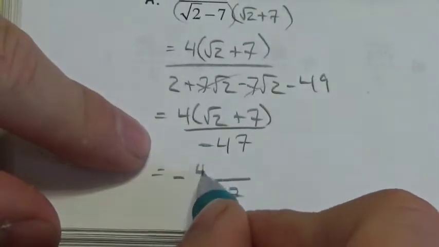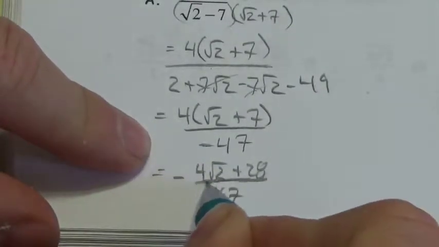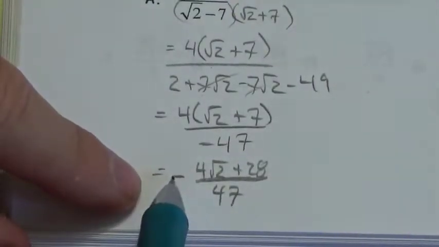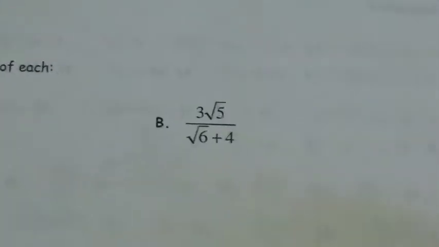Then you multiply that through: 4 root 2 plus 28. I make sure that the negative is in front of the whole thing, so that indicates that it would be distributed to both terms in the numerator. Okay, and there we go. So let's do it again.